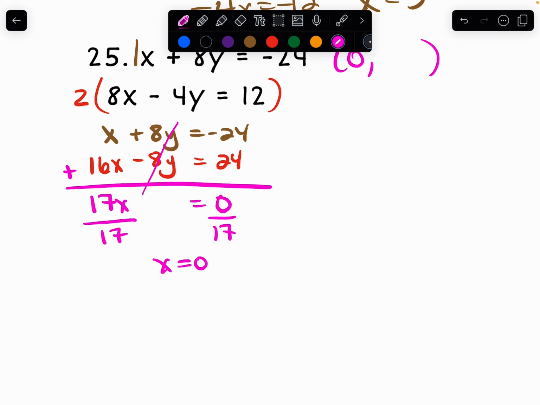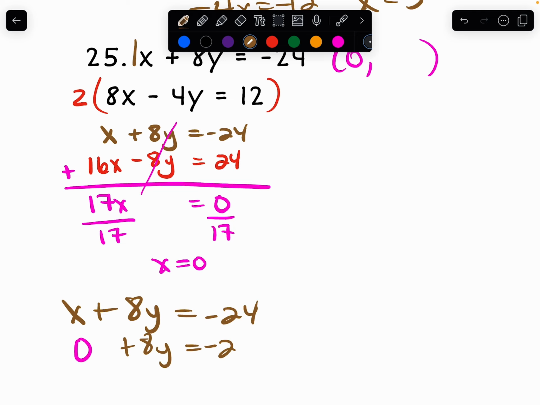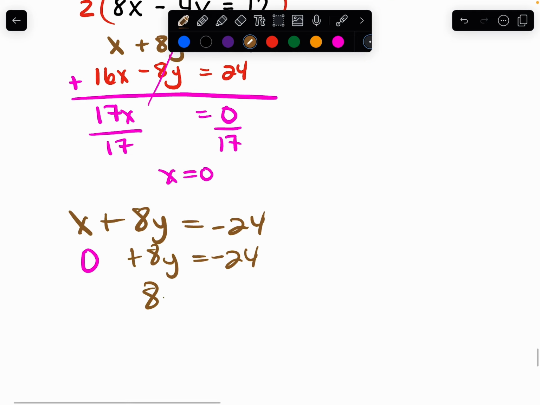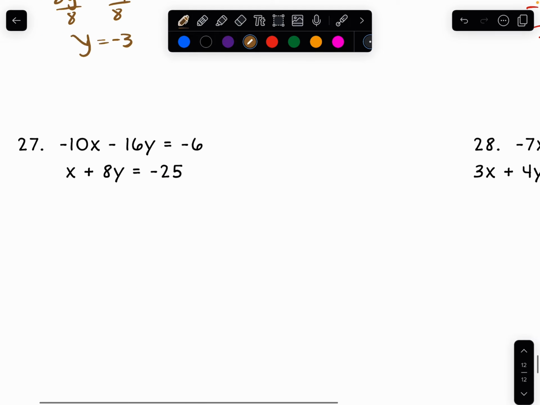Now I have to take one of the two equations. I'm going to take the first one. So I have x plus 8y equals negative 24. I'm going to replace the x with 0. So that just gets me 8y equals negative 24. I divide by 8, and I get y equals negative 3. So the answer to this is the point (0, negative 3). Okay.